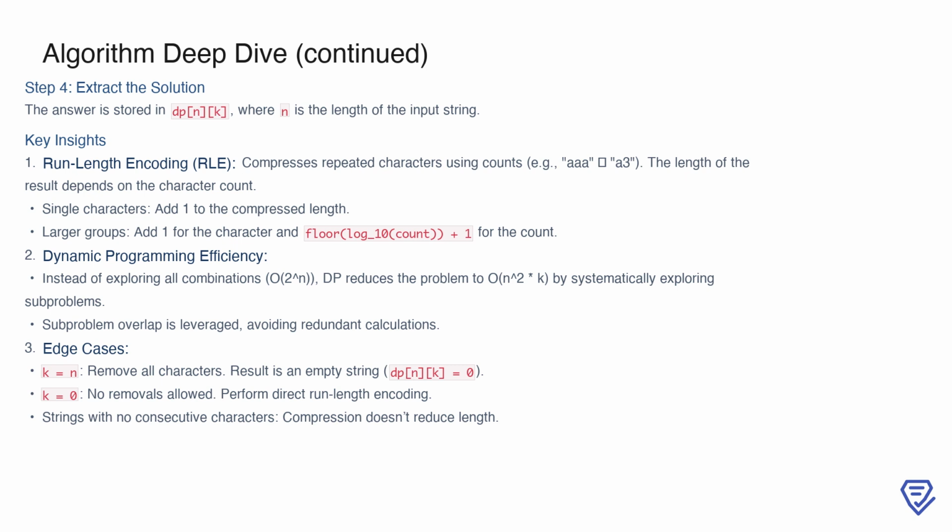Additionally, it handles edge cases seamlessly. For instance, removing all characters, k equals n, results in an empty string with 0 length, while no removals, k equals 0, means we directly compress the original string. Strings without consecutive characters are also naturally handled since their compression doesn't reduce the length.